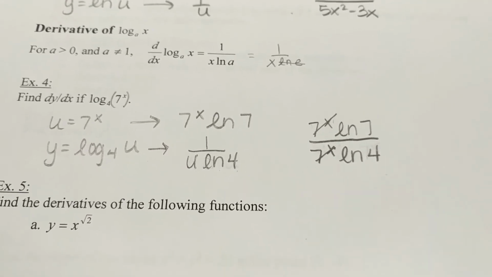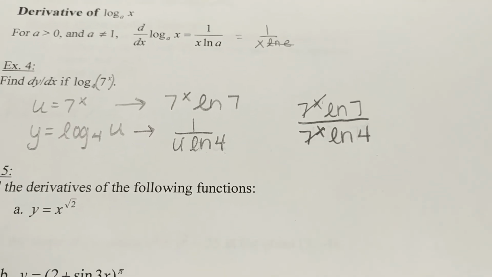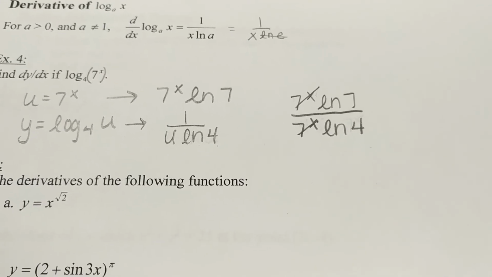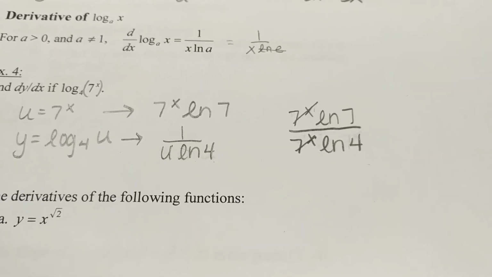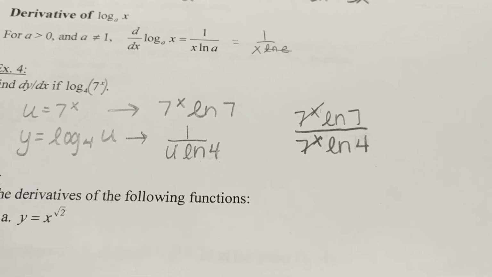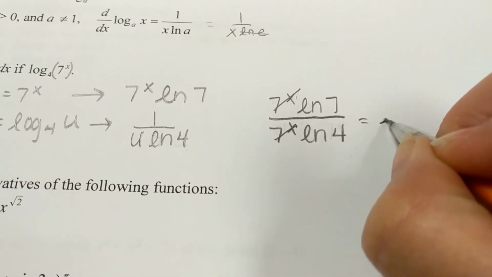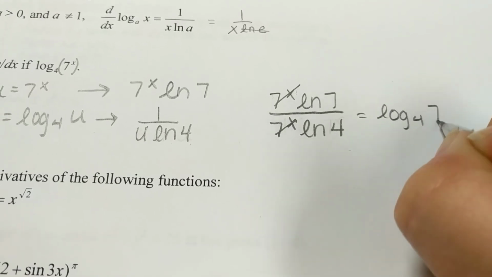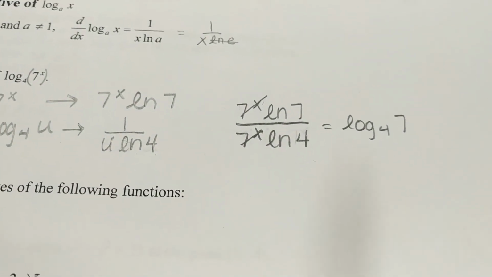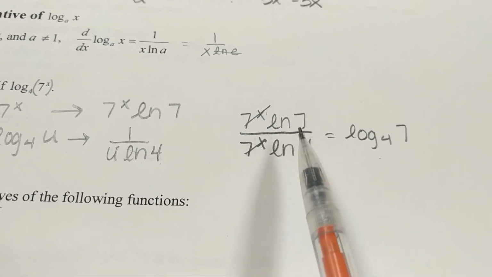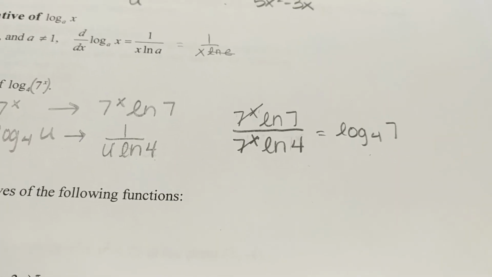So those 7 to the x's cancel out, and we're left with natural log of 7 over natural log of 4. For those of you who recognize change of base formula, this is the change of base. So this is equivalent to log base 4 of 7. So you do not have to recognize that. As long as you leave it here, you're totally fine.